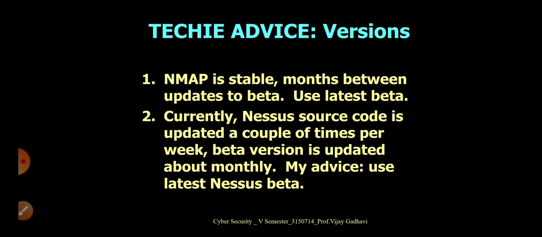Then the technical advice versions. What kind of advice is given? The first one is that Nmap is stable. The Nmap tool is stable, with months between updates to beta. Use the latest beta version. Currently the Nessus source code is updated a couple of times per week, and the beta version is updated about monthly. Now the advice is to use the latest Nessus beta. This is a common advice for all when we use multiple applications in your device. You always need to update the version from your side. This is a common advice.